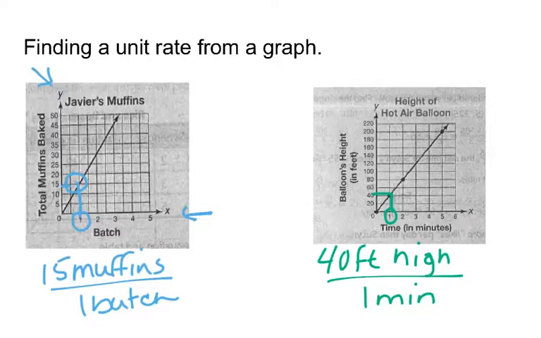Over on this graph, every single batch has 15 muffins. So I can take this information and I can find out how many muffins there are in 25 batches, right? Or I can take this information about the height of that balloon and I can find out how many feet in the air it is after 4 minutes. It's a lot of really good information, and that's why we have to find a unit rate.